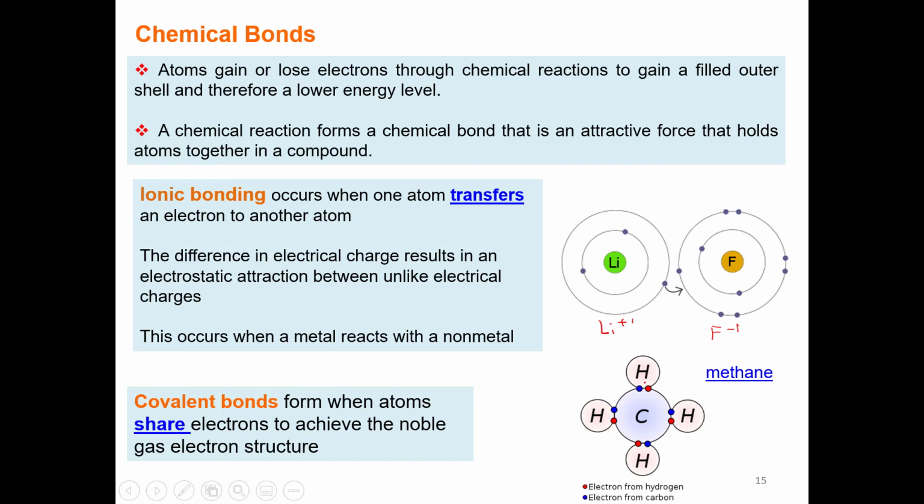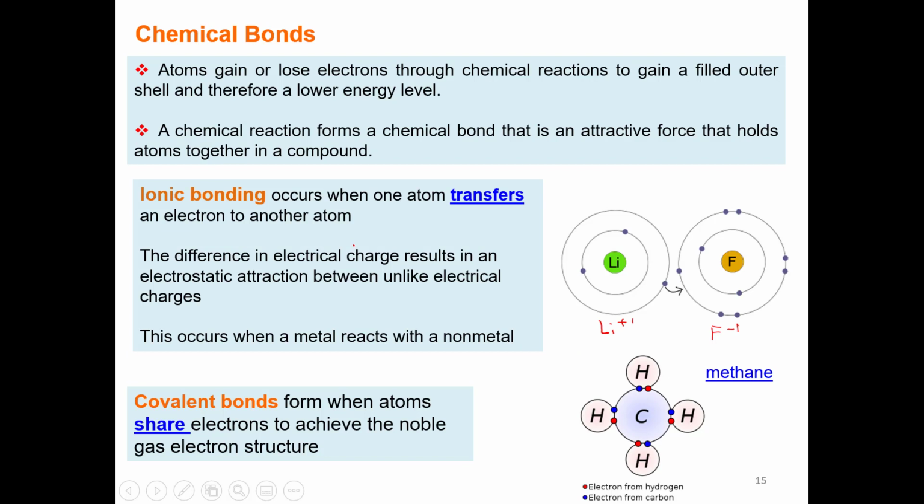Then hydrogen shares its electron with the carbon. In this way, each of these hydrogens now has 2 electrons, and they are similar to helium, the structure of helium. And now carbon has 8 electrons in the last shell. Carbon shares electrons with hydrogen, and hydrogen shares electrons with carbon. And in this way, both are stable.